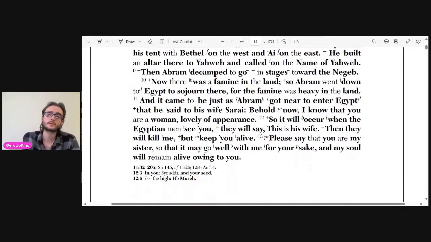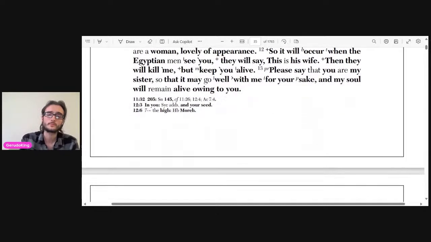Now there was a famine in the land, so Abram went down to Egypt to sojourn there, for the famine was heavy in the land. And it came to be just as Abram got near to enter Egypt that he said to his wife Sarai, "Behold, now I know that you are a woman lovely of appearance. So it will occur when the Egyptian men see you, they will say, 'This is his wife.' Then they will kill me, but keep you alive. Please say that you are my sister, so that it may go well with me for your sake, and my soul will remain alive owing to you."